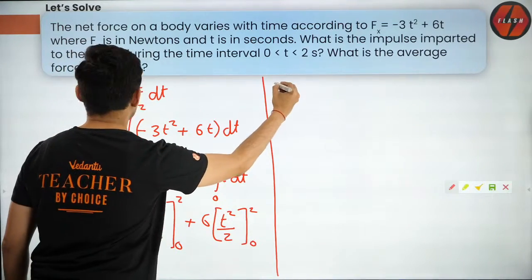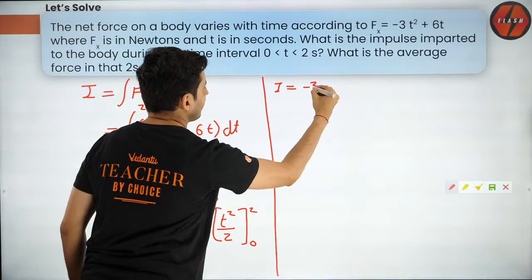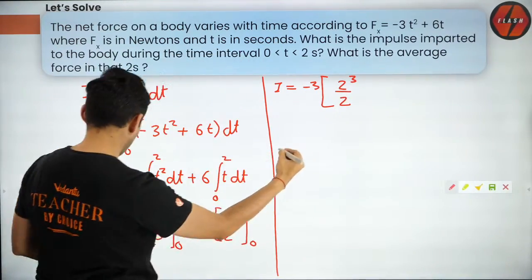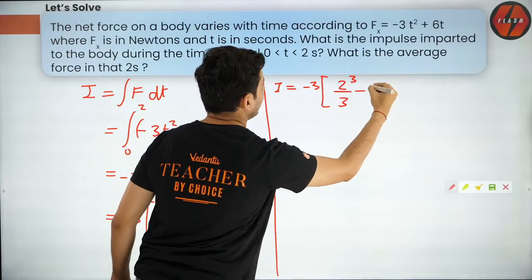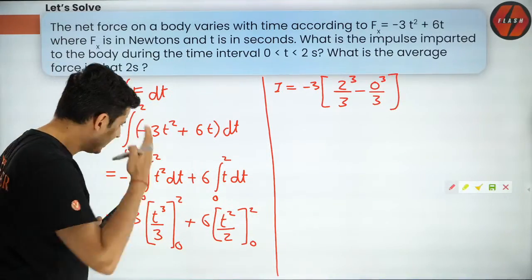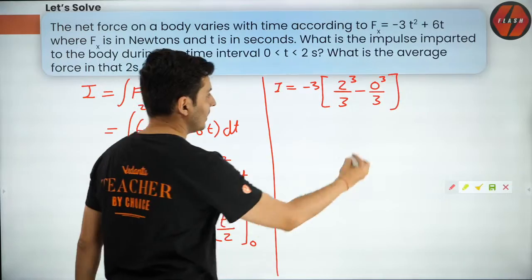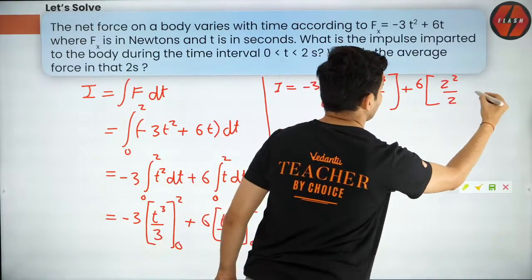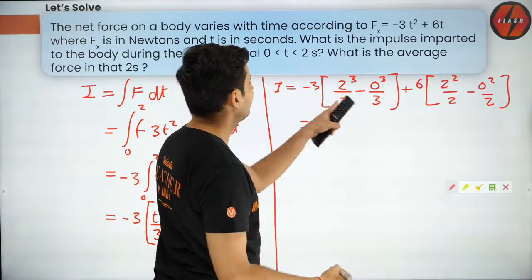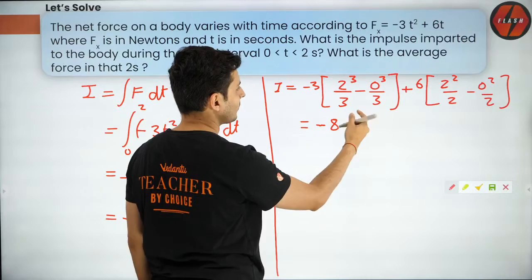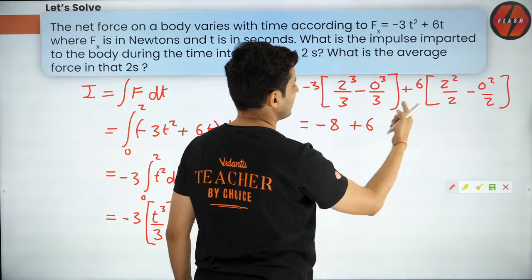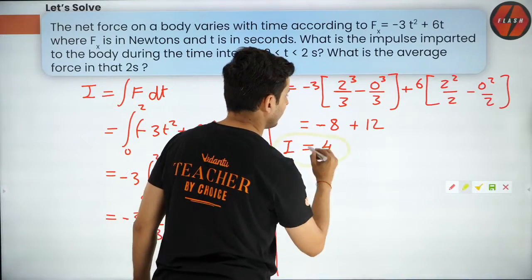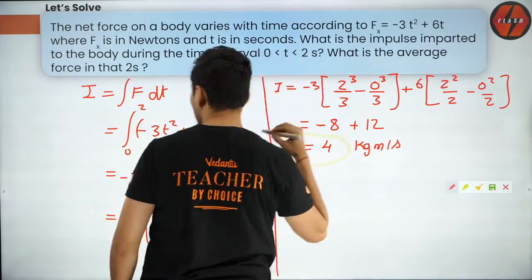Let's substitute the values. So the impulse will be equal to minus 3 times 2 cube by 3, oh sorry, that's 3, my bad, 2 cube by 3 minus 0 cube by 3. I'm just doing all those steps so that you recollect all those definite integrations. Here you will have plus 6 times 2 square by 2 minus 0 square by 2. I believe this 3 gets cancelled. So it will become minus 2 cube, which is 8, plus one of those 2's will get cancelled, and 6 into 2 is nothing but 12. So minus 8 plus 12 is nothing but 4. So the impulse answer is 4. Alright, and that will be kg meter per second. I hope this is fine.